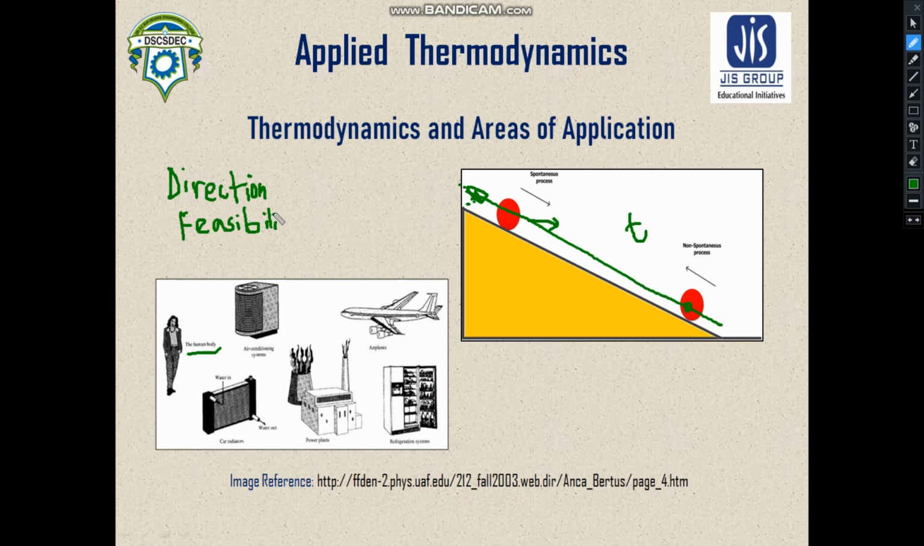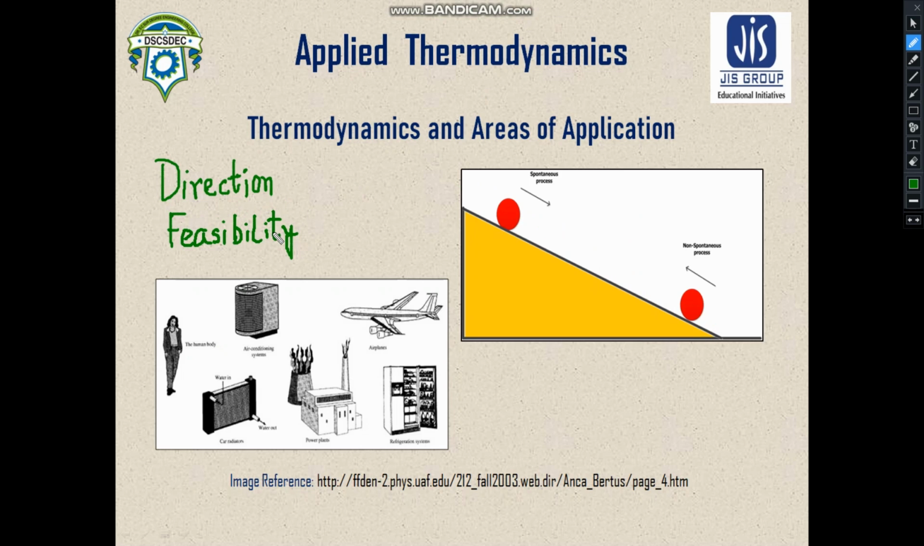So I hope you will be able to understand these two things. So what will be the direction of the spontaneous process, and the opposite to the spontaneous process, is it feasible or not? Those are the two aspects of any process which has to occur thermodynamically, that can be defined by the help of thermodynamics. So thermodynamics helps you to understand the direction of process and the feasibility of that process occurring in the reverse direction.